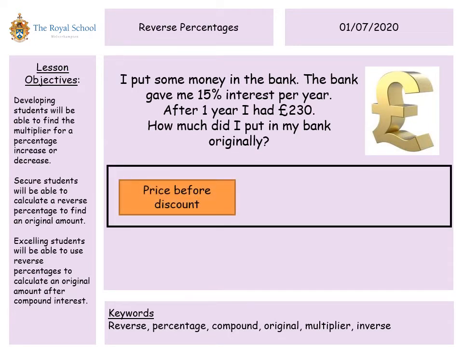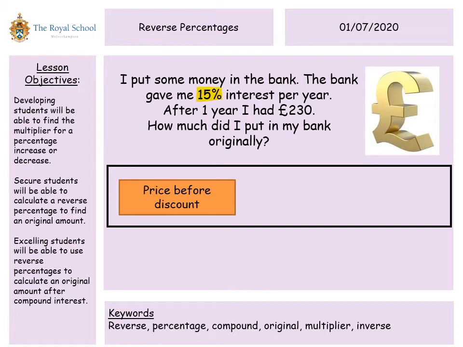We had a price before the discount, or in this case we can use the same boxes, but this is going to be our original investment. And then this was multiplied by something. Now this bank's going to give 15% interest per year, which is an incredibly high amount of interest actually. I don't think you'd see that in real life.